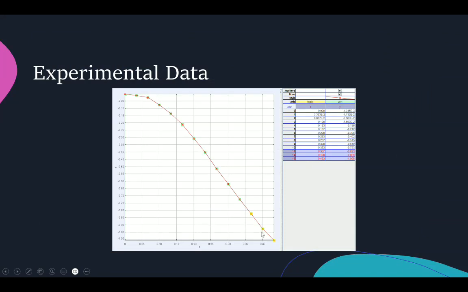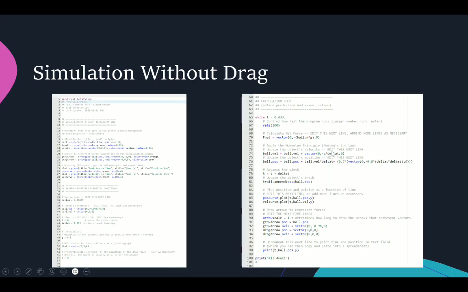So, for our experimental data, we can see the general shape that we want for the simulation of position versus time, which is roughly parabolic. And the important information from the data over here is that the experiment lasted 0.433 seconds. The initial y value is about a millimeter below the origin, and the final y position is just a smidge over a meter below the origin.